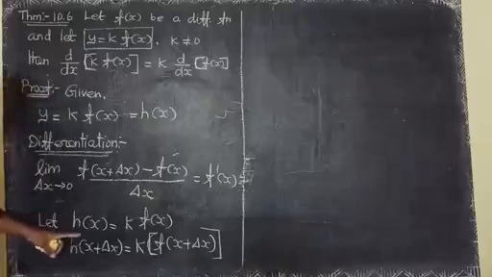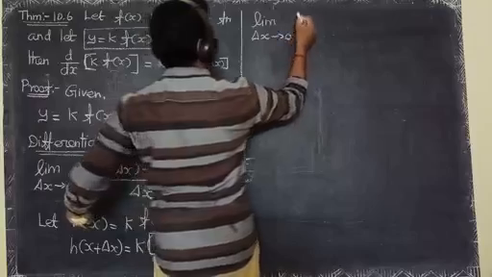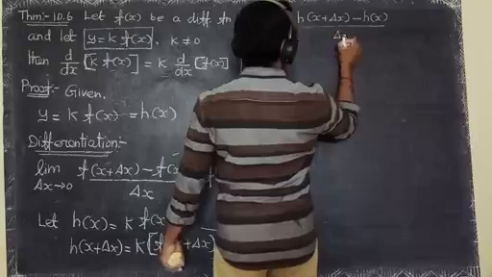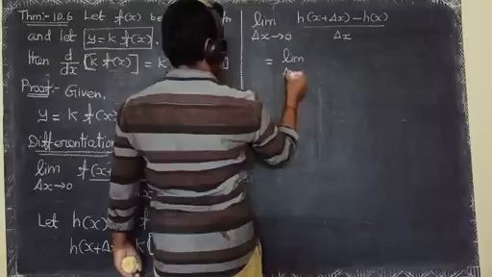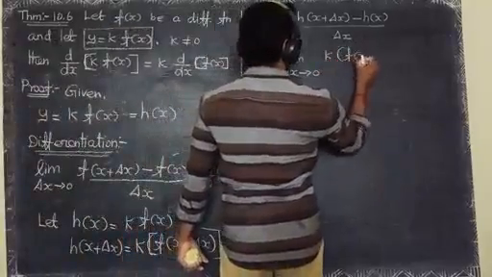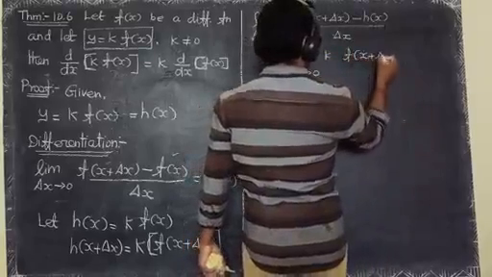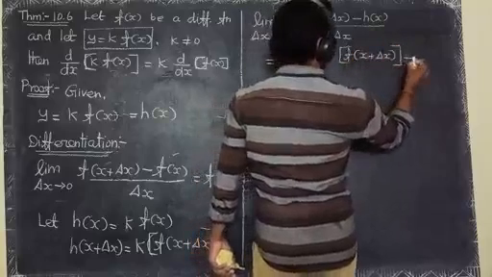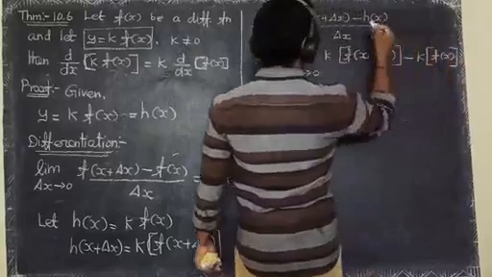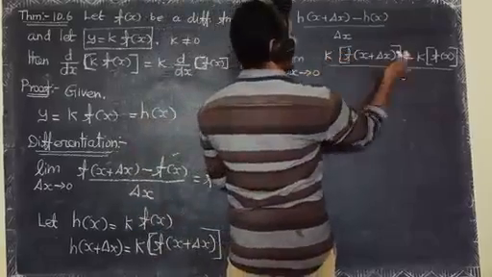Using this structure, the limit as del x approaches 0 of h of x plus del x minus h of x, divided by del x, is equal to the limit as del x approaches 0 of k into f of x plus del x, minus h of x which is k into f of x, divided by del x. Here we take the constant k outside.